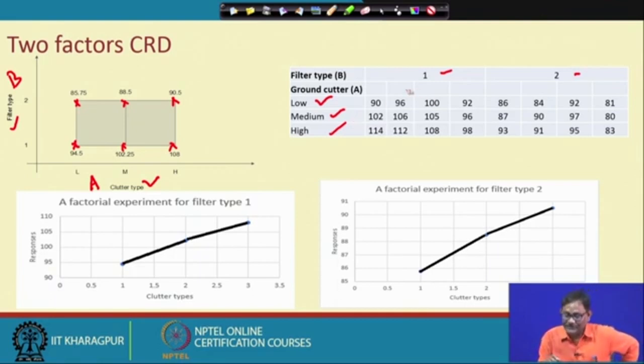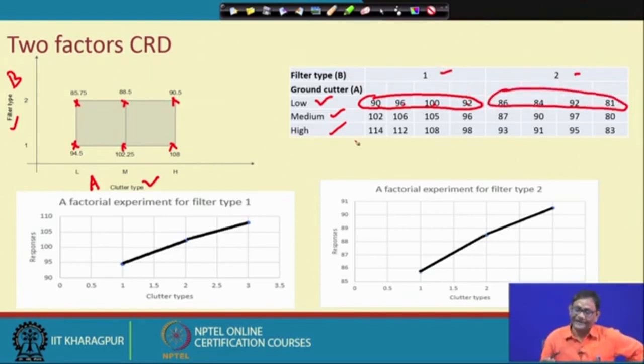And how many observations under this case? 1, 2, 3, 4. You just see that low and filter type 1 has replication 4. Here also 4. So, like this, 4 replications, 6 different treatment combinations or 6 different settings, and these settings you have done on the basis of complete randomization. Okay. So, first one is one factor completely randomized design, second one is one factor randomization with blocking, third one is two factor completely randomized design, we are not considering blocking here.